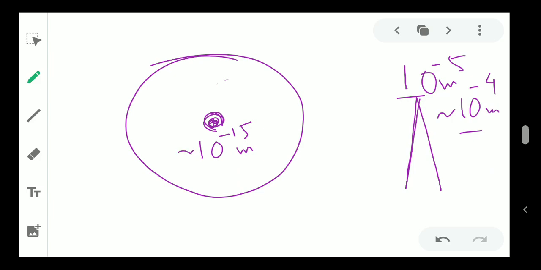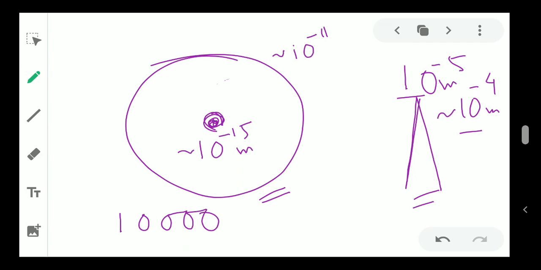But the size of your nucleus is 10,000 times less than that. So it will be 10 to the power minus 11 meter almost. So you can see the ratio here, almost 10,000, right? So in that case, how do we compare this scenario and that scenario?